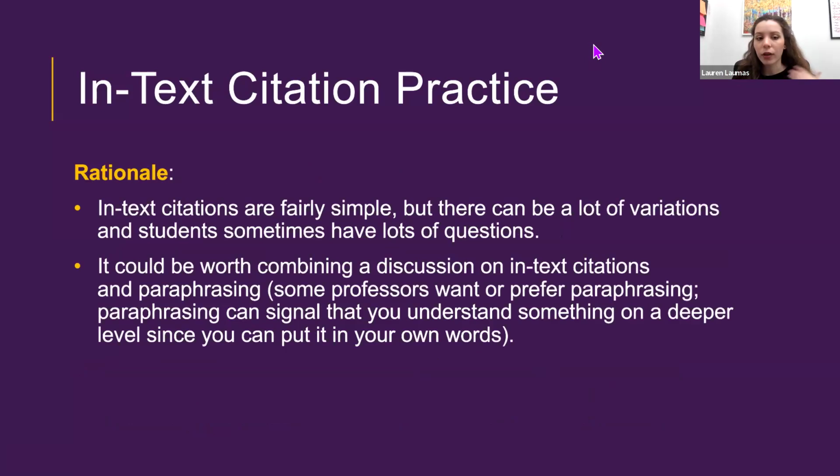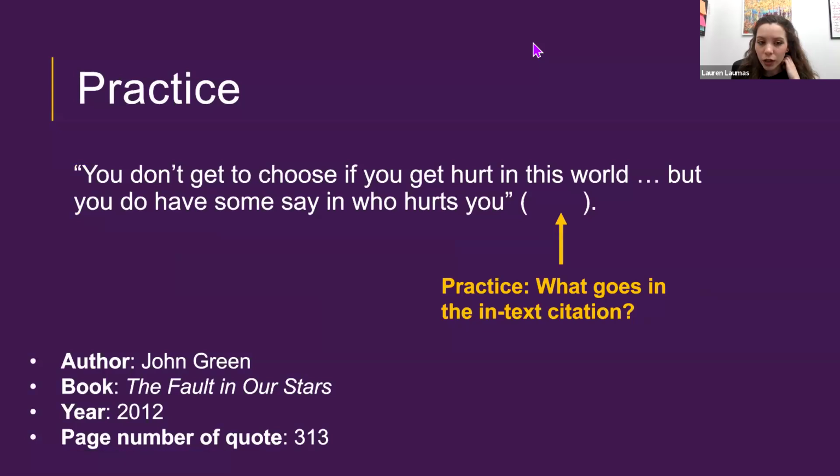So I think even though in-text citations are pretty simple, it can still be good to have some practice with them because students tend to have a lot of questions. And so this is essentially what I do. It's pretty basic, but I show this quote by John Green. And then at the bottom here, I give them more than enough information just to try to throw them off a little bit. I give them the author name, the book title, the year, and the page number of the quote. And for MLA format, I ask them what goes in the in-text citation.